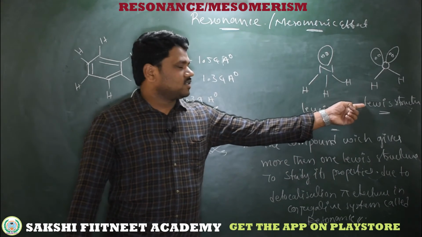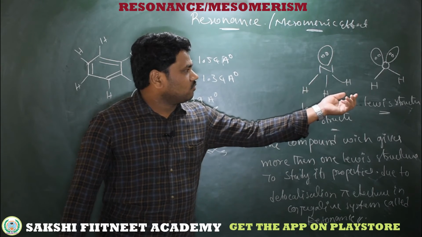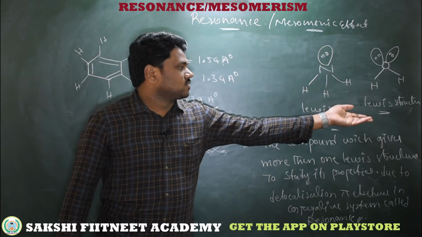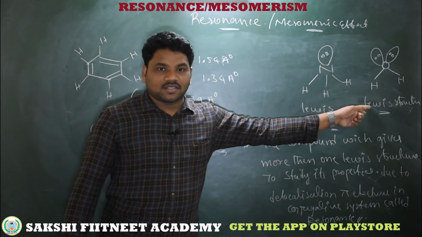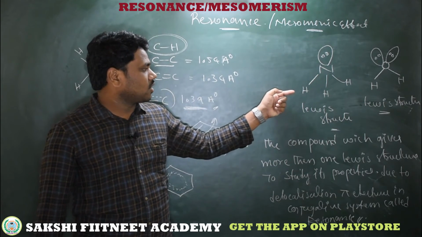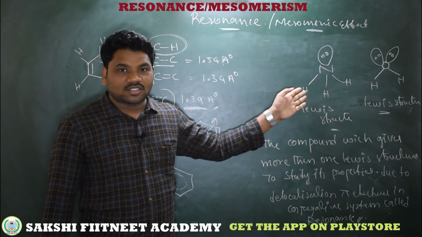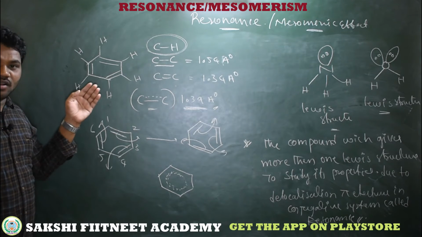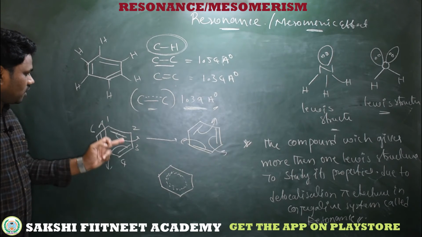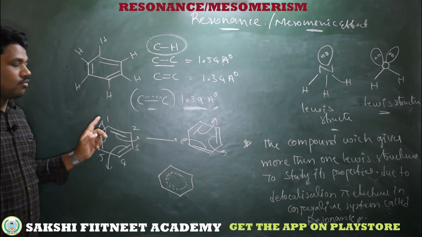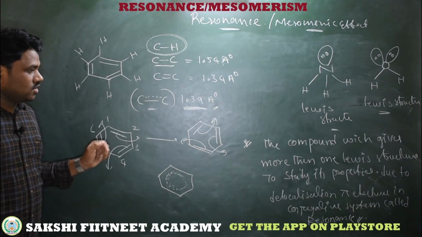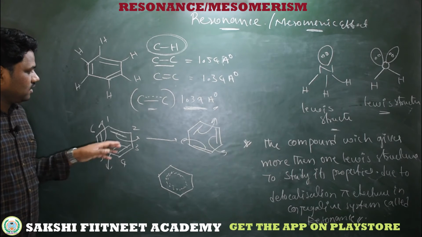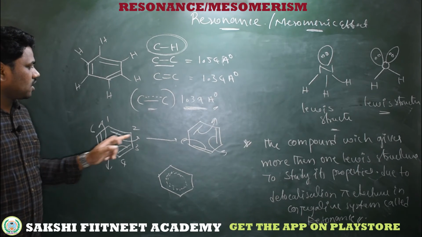See, this compound gives a single structure, there is no changing of bond, fixed bonding. Because of that, we are getting a single Lewis structure. We can study its properties based on the structure. This compound also gives a single Lewis structure, so based on the structure, we can study its properties. But this compound doesn't give a single Lewis structure. Because of the shifting of these pi electrons, this compound gives more than one Lewis structure, called resonance. So to study these compound properties, we need to consider all structures.